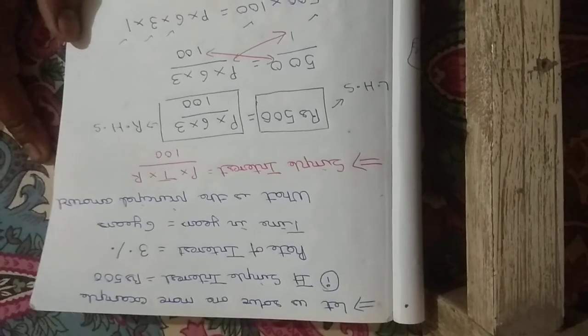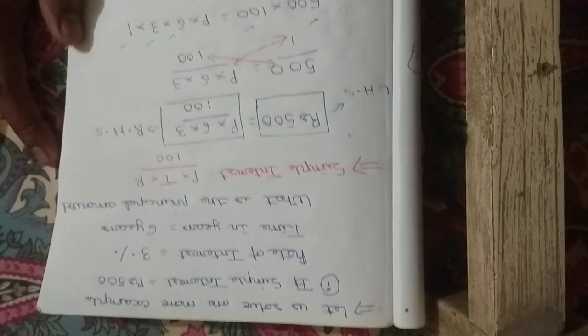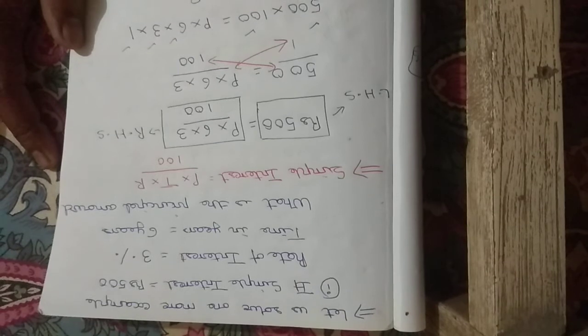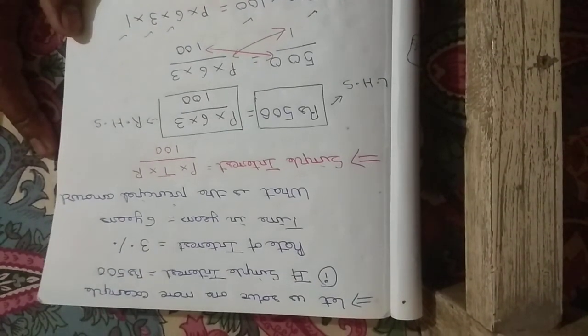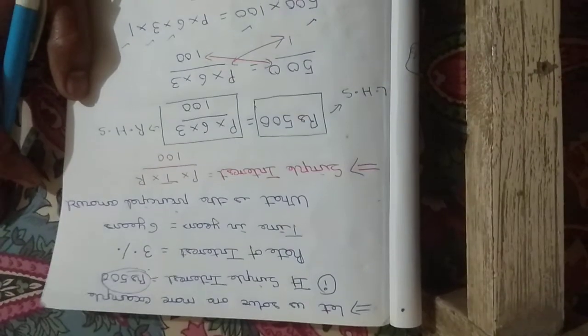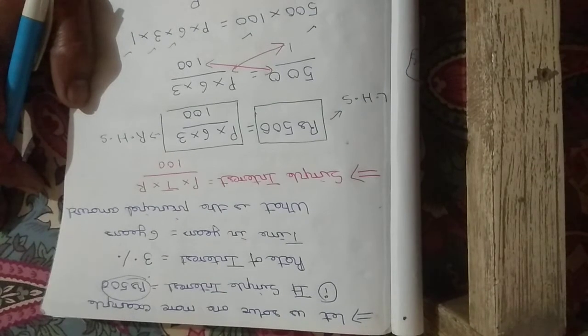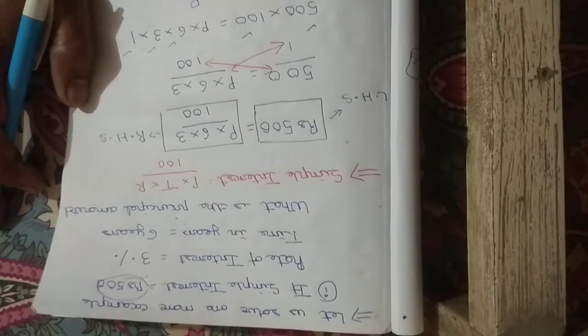And now we'll look at one more sum, and then maybe it will be more clear, because the last sum maybe you are learning it for the first time and it was a bit tough. Please watch the video again. Now see in this sum, it's very simple. It's very similar also. If simple interest is rupees 500, rate of interest is 3%, time in years is 6 years. What is the principal amount?